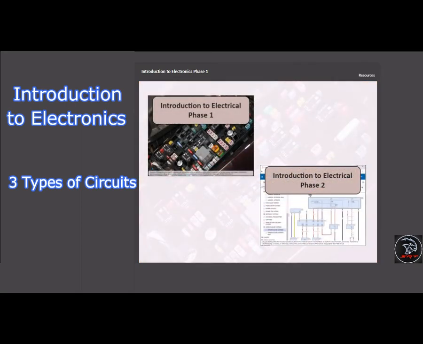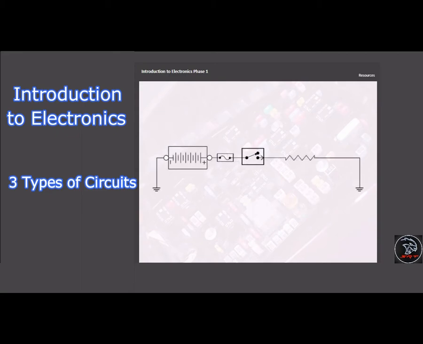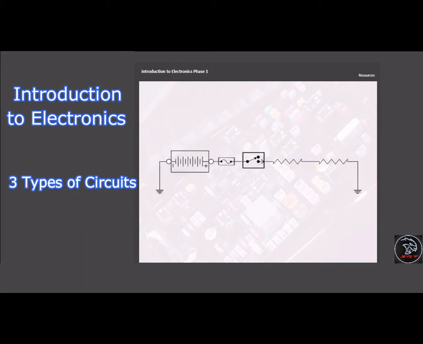In our previous electrical courses, we discussed three types of circuits: simple, series, and parallel. Simple circuits have only one load. Series circuits have two or more loads with a single path for electricity to flow. Parallel circuits also have two or more loads, but each load has its own power and ground. In other words, there are multiple paths for electricity to flow.